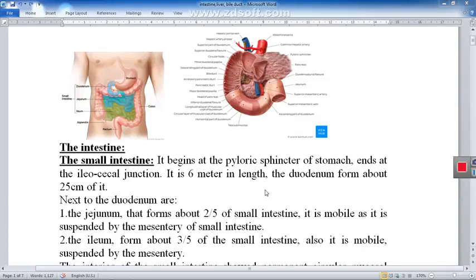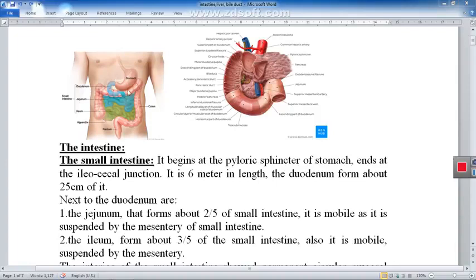I'm Professor Dr. Haidar Jawad Mubarak. This is a presentation on practical aspects of the anatomy of the intestine, both the small and large intestine, and also the anatomy of the liver and bile, the extrahepatic biliary apparatus.